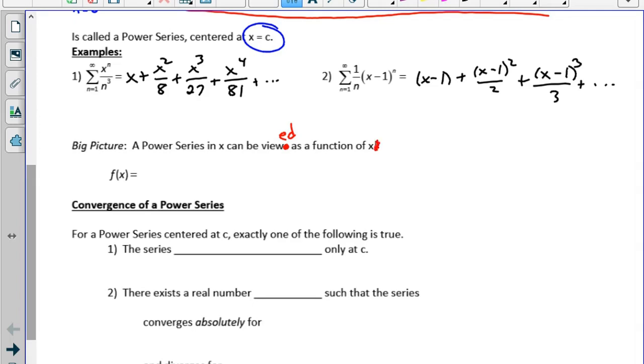Be careful, that doesn't mean x factorial in this case. So we have f of x is the sum of n equals 0 to infinity of a sub n times (x minus c) to the n. So I can take this power series and I can view it as a function that goes on forever.